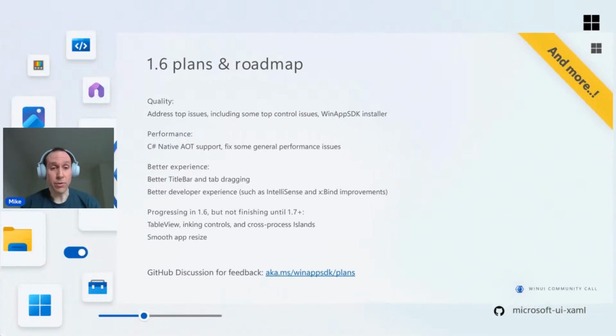So now to give some more examples in each of these categories. In the quality category, we're going to be looking at top issues, including a bunch of top issues in some of the controls, as well as looking at improving general reliability of the WindowsAppSDK installer. For performance, one of the biggest buckets is the C# native AOT. There's been a lot of work happening in 1.5. We're planning to get that enabled in 1.6. And we'll also be looking at continuing some of the stuff that George was talking about for improving performance in various areas that should impact all applications.